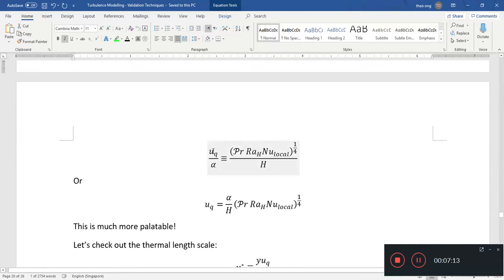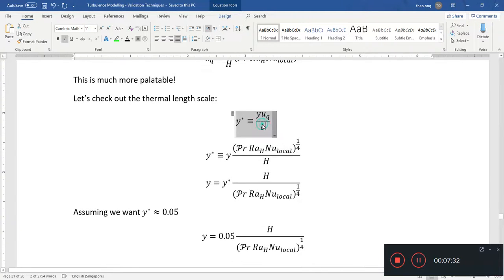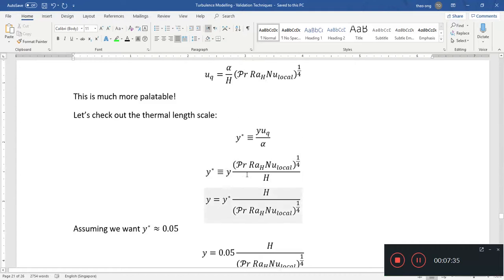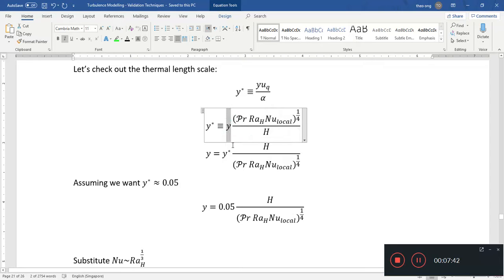So at the end of the day, we have uq over alpha equals these three dimensionless numbers over h. So that makes uq relatively much easier to calculate. Alright, so uq equals alpha over h times these three dimensionless numbers to the power of 1 over 4. So let's try and calculate our temperature length scale. So we just substitute this uq over alpha into here, then we'll get this expression, and then we want to get the y spacing for a y star of 0.05.